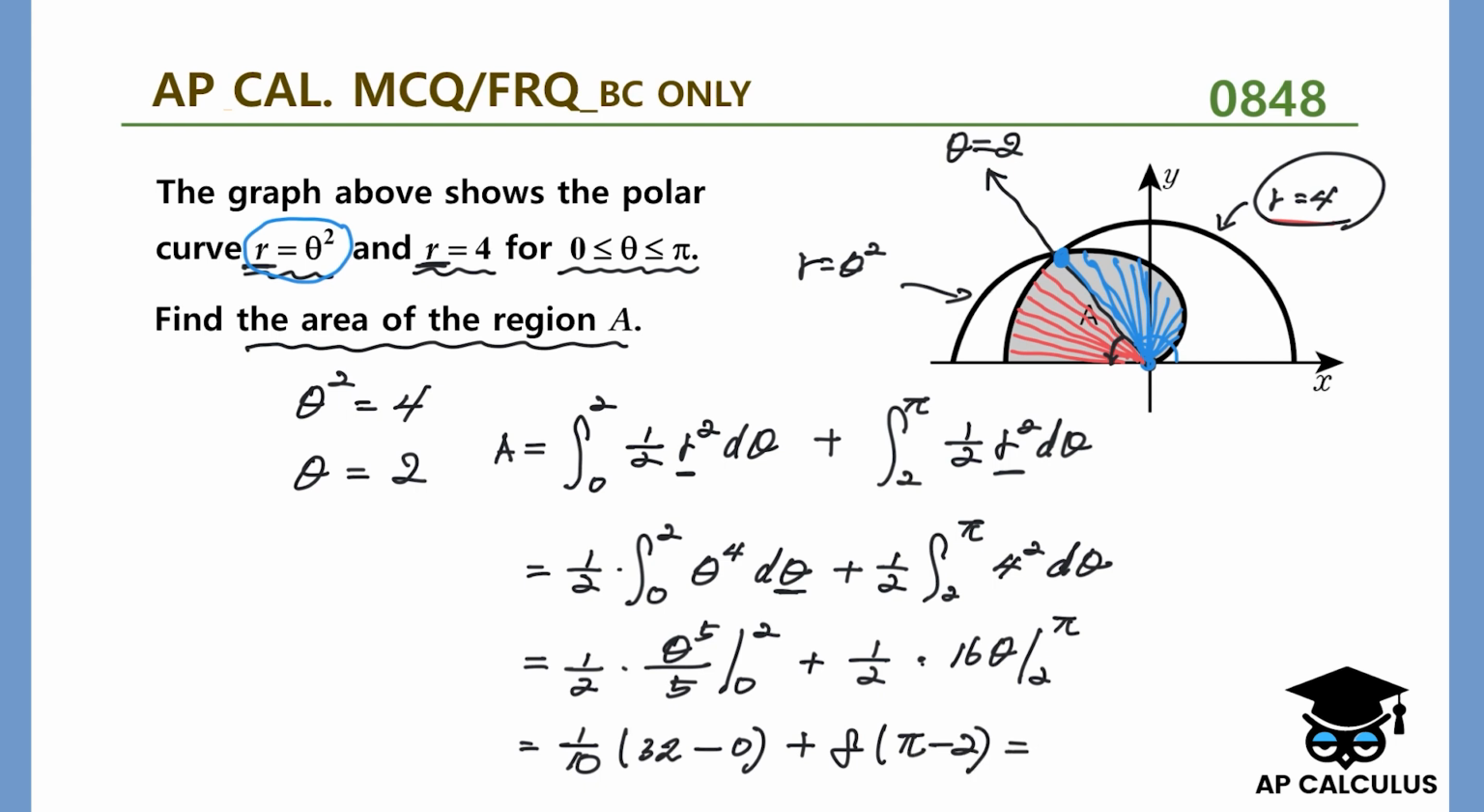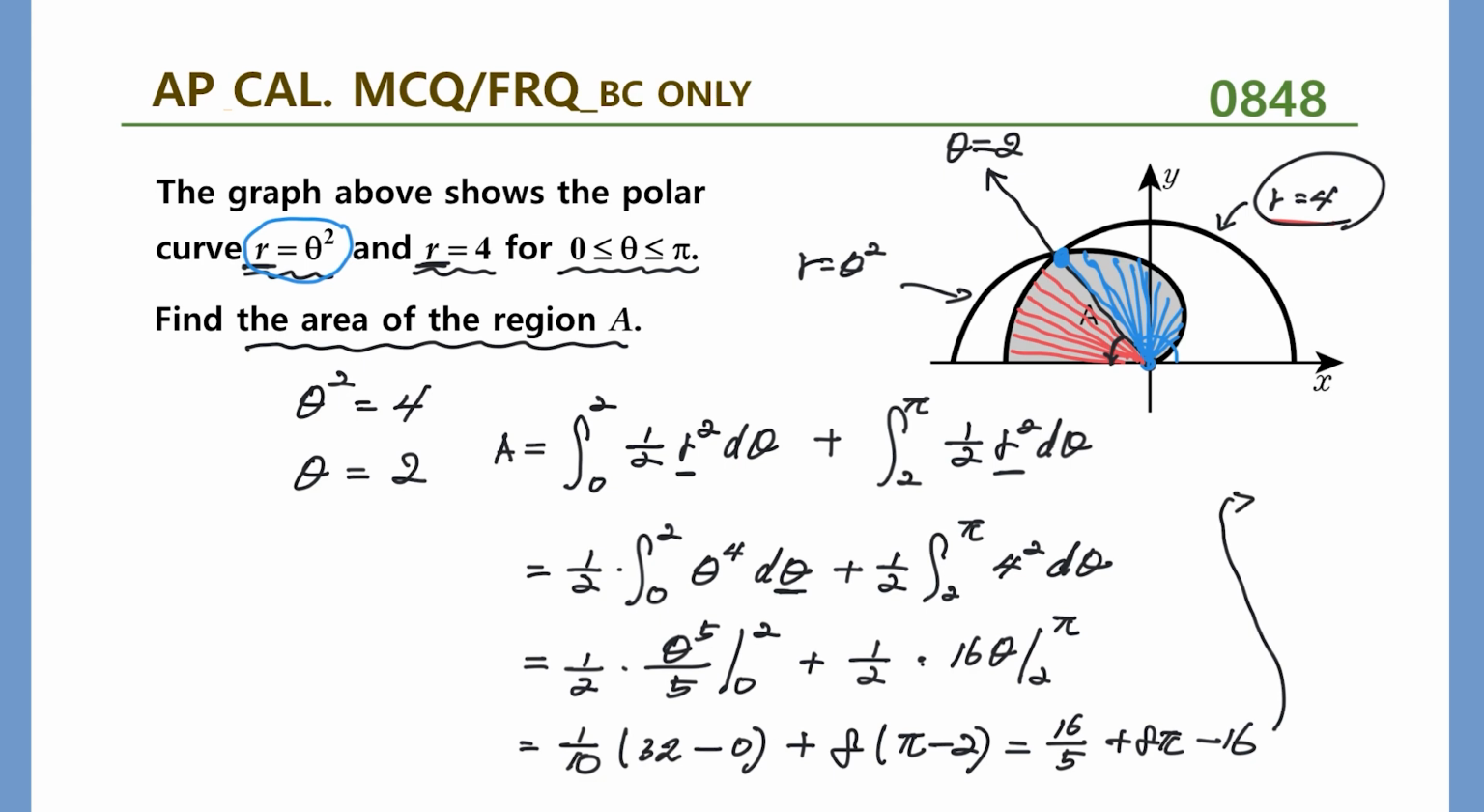So if we simplify this, 32 over 10 is 16 over 5, plus 8 pi, and we have a minus 16. So that is equal to 8 pi, negative 16 plus the 16 over 5, that's negative 64 over 5, right? So this is our area of the region A.